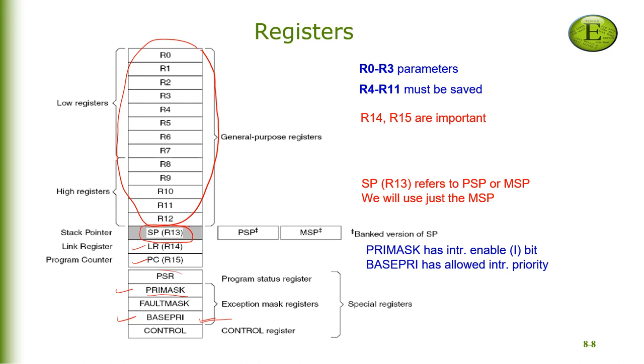There is also another register, called the program status register, that will be described when we discuss the concept of context switch and the significance of the PSR. But right now, I would like to point out that there are actually two stack pointers in the hardware, the process stack pointer and the main stack pointer. Unless we are going to develop an embedded operating system on our microcontroller, we are going to live with only one stack pointer, the main stack pointer. As far as our discussion is concerned, whether we talk about MSP or simply SP, they are one and the same thing.